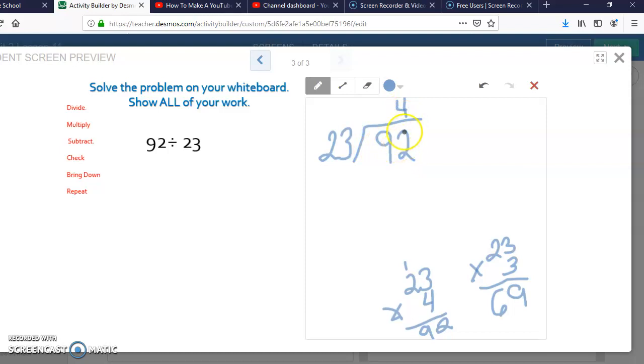So we divided, let's multiply. 23 times 4 is 92. Let me subtract. 2 minus 2 is 0, 9 minus 9 is 0. I've got 0 left over. Check my work. I don't have anything to bring down. I don't need to repeat. So my answer, my quotient is 4.